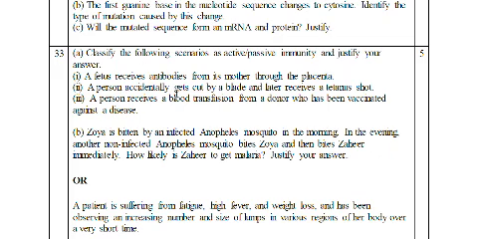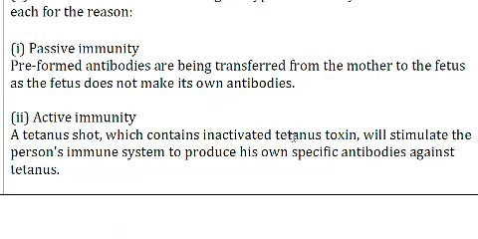A person accidentally gets cut by a blade and later receives a tetanus shot. A tetanus shot is a shot which contains the tetanus toxin, which is injected into that person's body, and the person is going to make the antibodies against it. So it is active immunity. So inactivated tetanus toxin will stimulate the person's immune system to produce his own antibodies here. So it is active immunity.